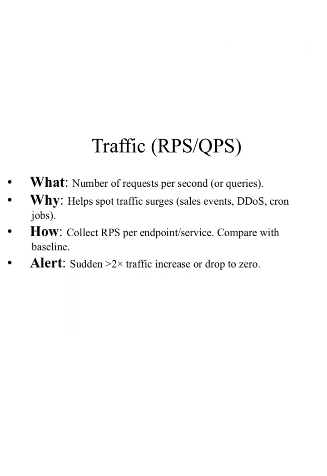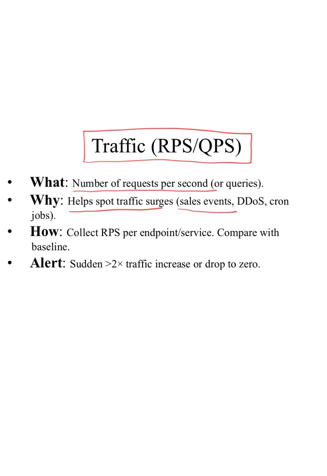Next metric is traffic, which is requests per second or queries per second. This is the number of requests per second. And why is it important? It helps you know about the traffic surges. For example, the India-Pakistan match was going on some time back, right? Or some sales event of Amazon, a big sale event is going on, right? You should know about it and you should be taking some action during that moment of time. Also, it gives you a picture, friends.